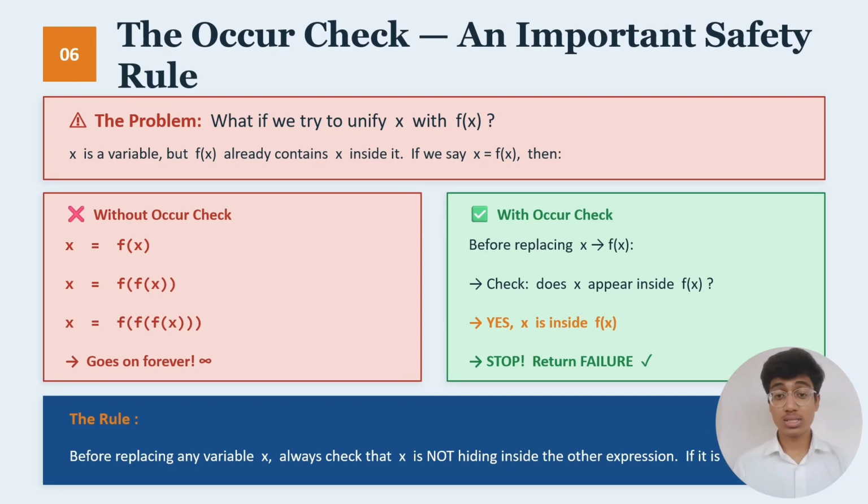Let's see with the occur check. Before replacing x with f of x, check: does x appear inside? Always check whether x is inside f of x. Yes, x is inside f of x. Then stop and return failure. Before replacing any variable x, always check that x is not hiding inside the other expression.